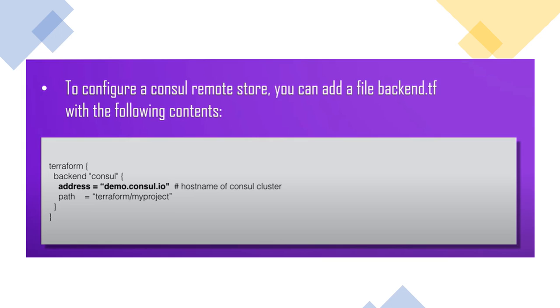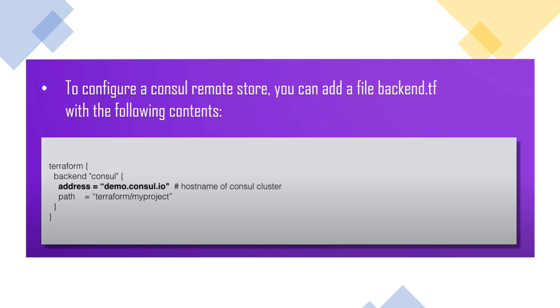See in the second line, backend as console, and you need to put the address of your console cluster. See here in the bold third line. You can also choose a path of exactly where this console cluster state will get stored. This code you can put in the file backend.tf or any other file name. That's the configuration. That's it to configure the console remote store.